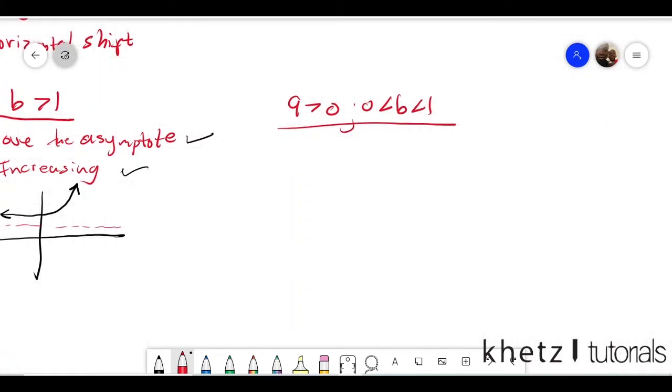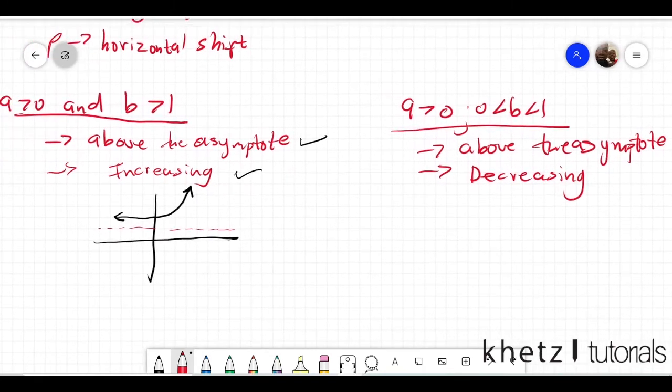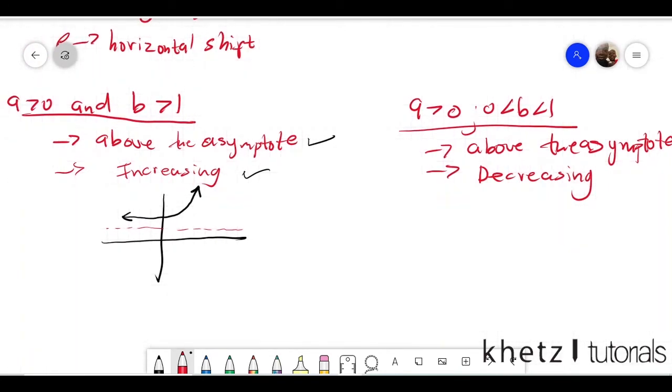So what will happen in this case? Still the a is positive, so expect our graph to be above the asymptote, but now the graph is actually decreasing. So you can conclude that a determines whether the graph will be above or below, and b tells you whether the graph is increasing or decreasing, for the case of a greater than 0, that is.